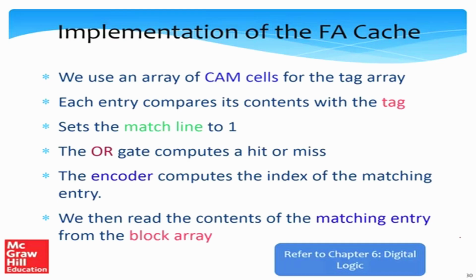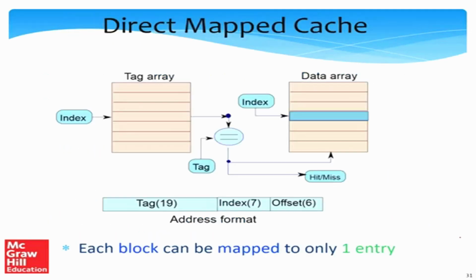All right. So this slide essentially discusses much of what we talked about in the previous slide. It summarizes what the CAM array, the tag array, does. And for any doubts on how a content addressable memory works, readers can go back and refer to chapter 6, the chapter on digital logic, where we discuss registers, memories, and logic.